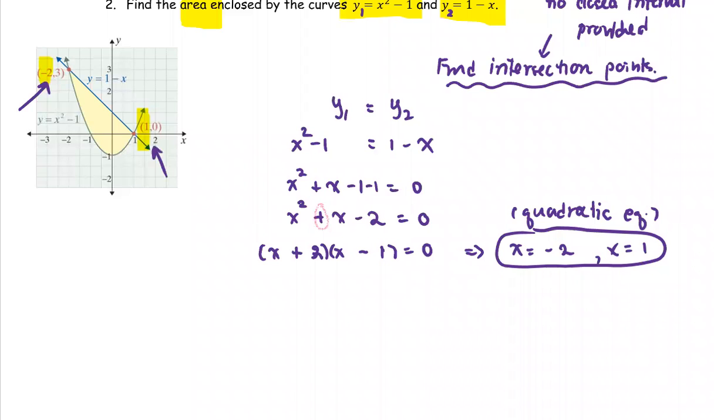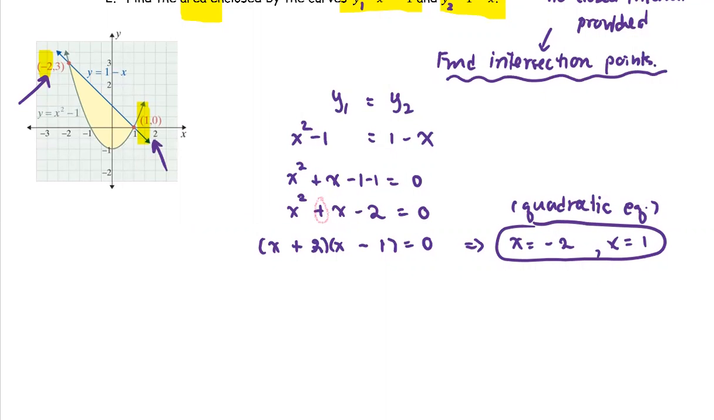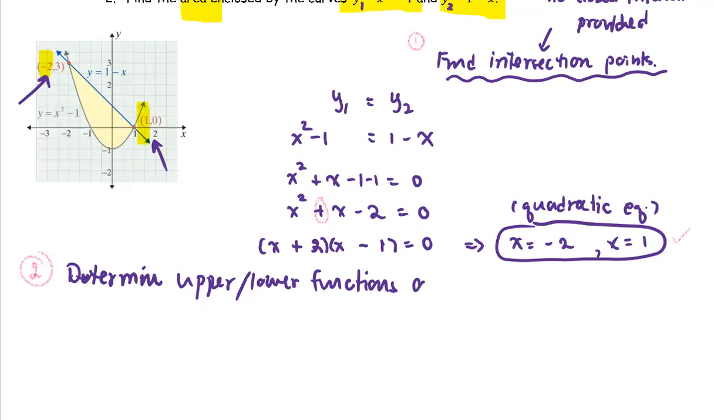Again, if the problem doesn't give you the graph, this is step number one. After we get the intersection points, step number two is to determine which graph is on the top and which is on the bottom. So we determine the upper and lower function on the closed interval from negative 2 to positive 1, because we know the left bound and the right bound.